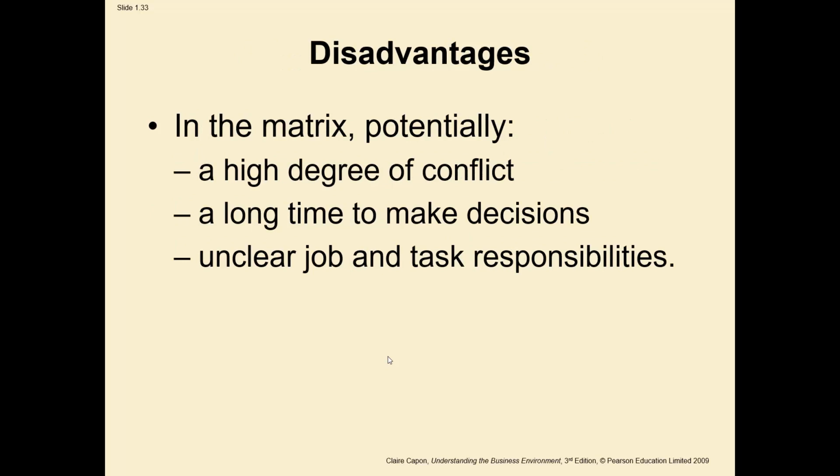In the matrix, where there are a lot of disadvantages, potentially there could be a high degree of conflict. So various arms actually turn that way. For example, Europe might want to work with Product A, but Product A might actually work with the United States. It can take a long time to make decisions because of unclear job and task responsibilities, and because of who you report to, because of all these cross currents and cross lines in the matrix.